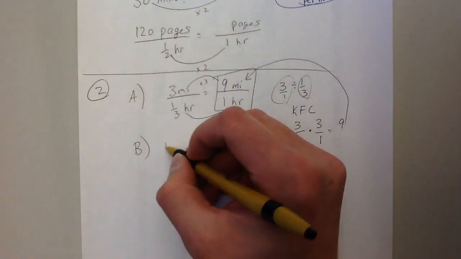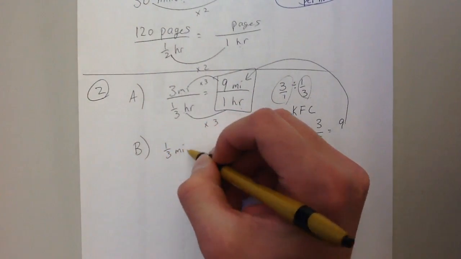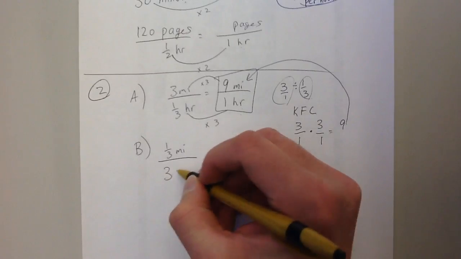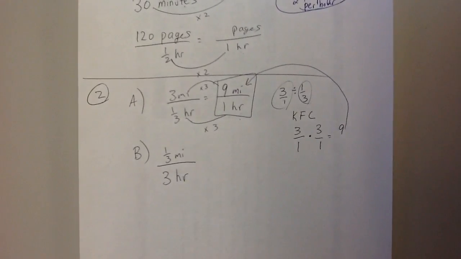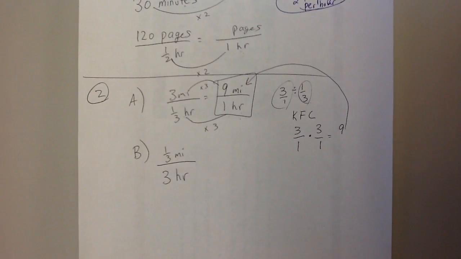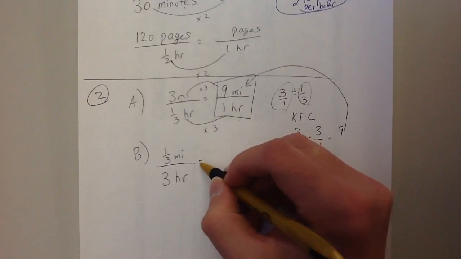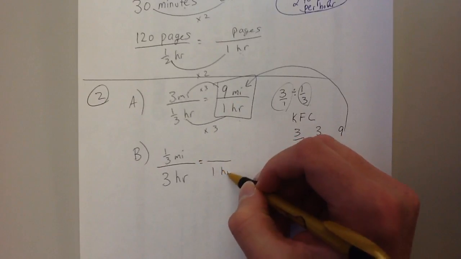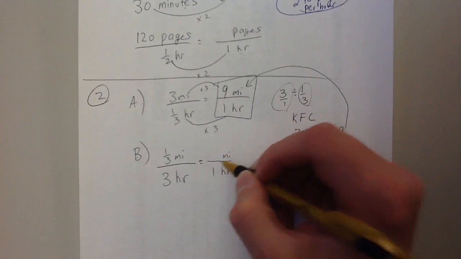Okay, so let's go to option B. Option B, we have 1/3 of a mile in 3 hours. Okay, that's the rate in the problem. So let's find the unit rate. We want to figure out how many miles do I travel in 1 hour. So I could set it up like this. This is equal to so many miles per 1 hour.